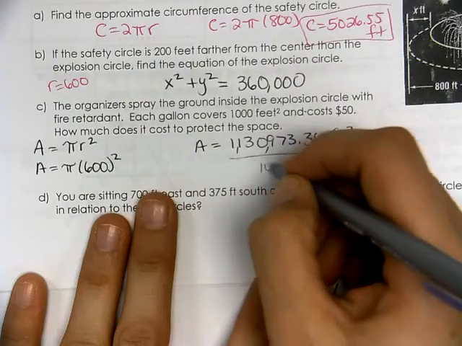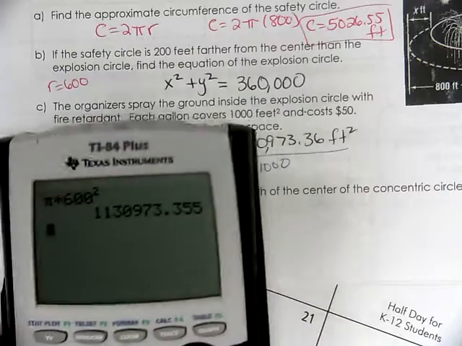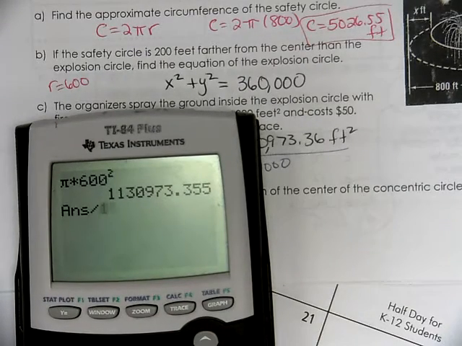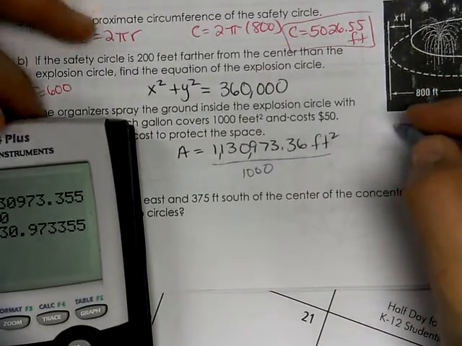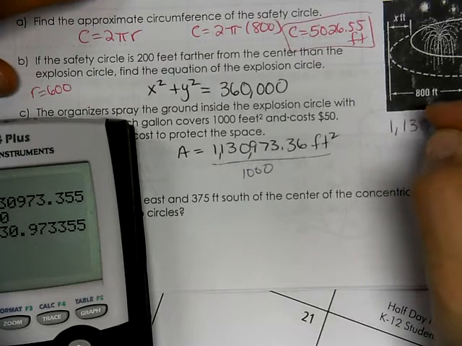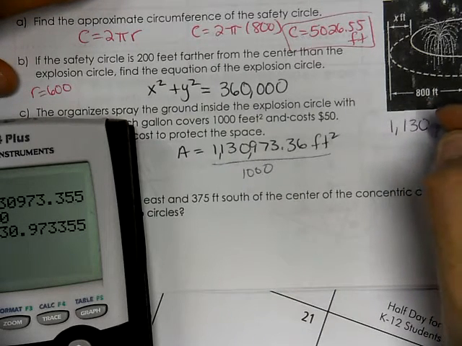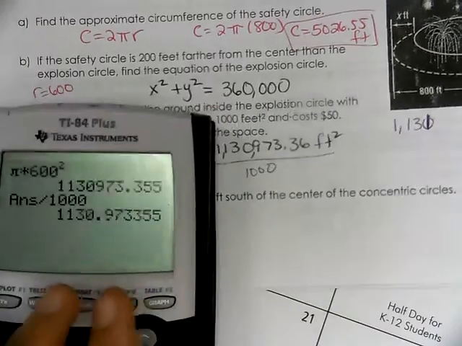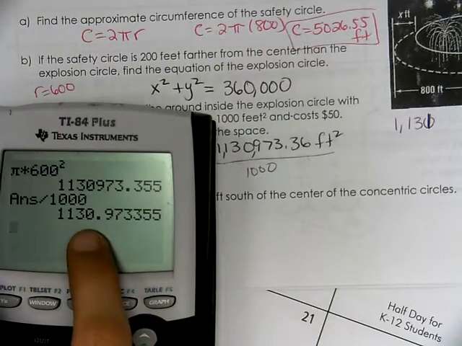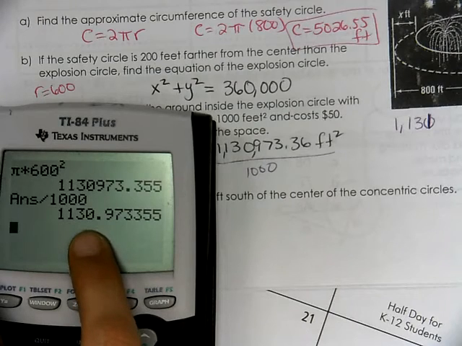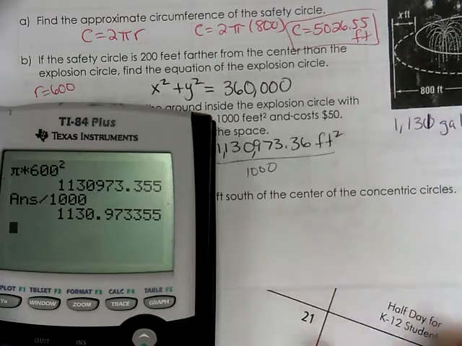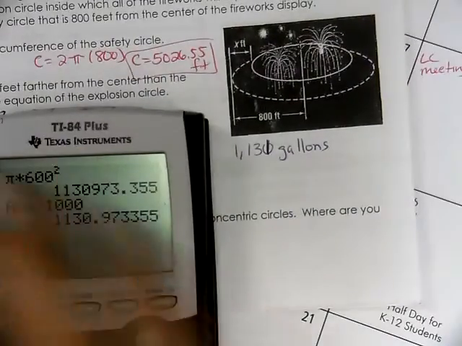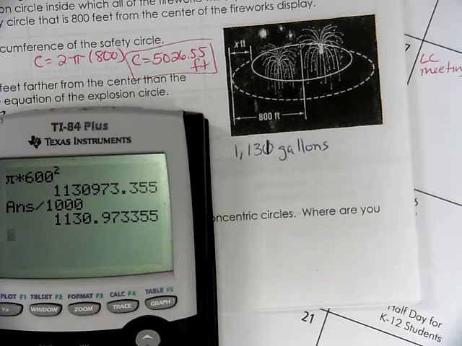I'm going to divide it by 1,000 to figure out how many cans I have to buy. Or how many gallons. So I have to buy 1,131. Can I just say 31? Right, because you can't buy 0.97 of a gallon. So I have to buy 1,131 gallons of my fire retardant. They're $50 a gallon. So how much money do I have to spend?